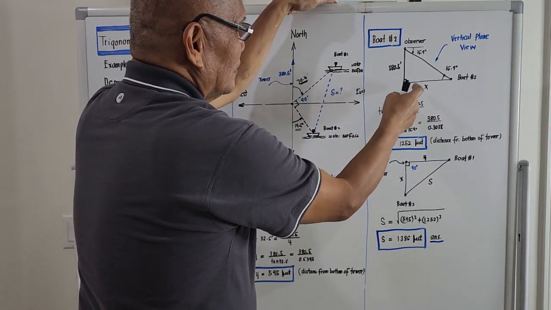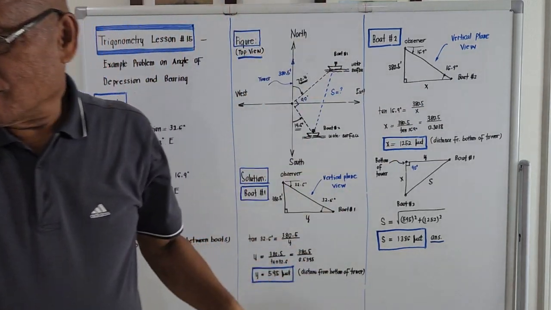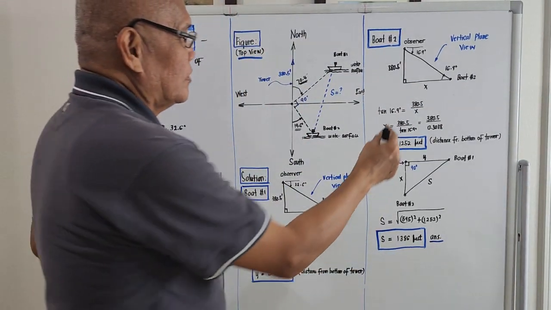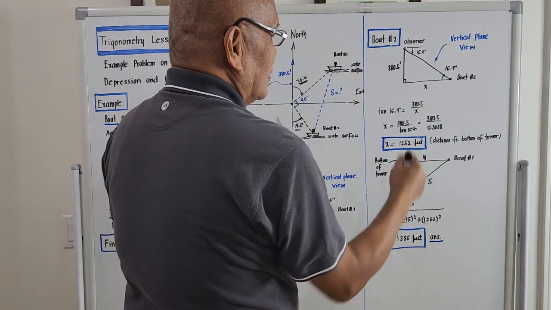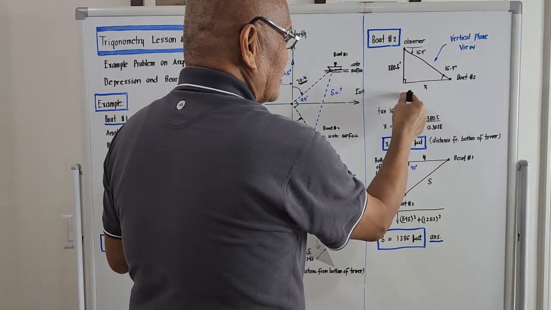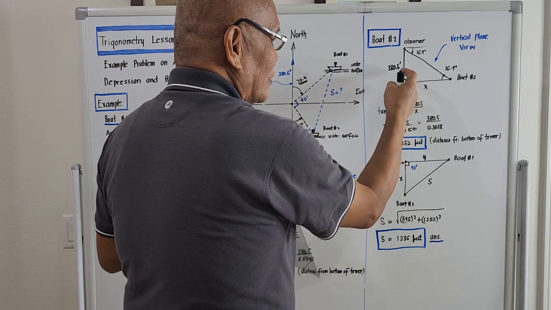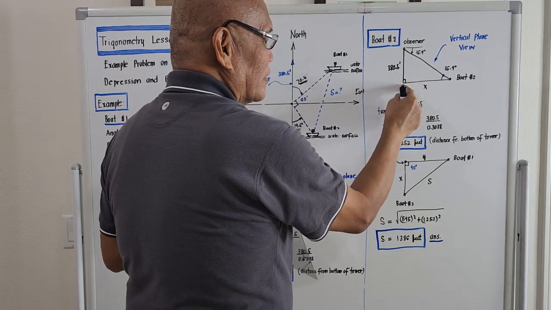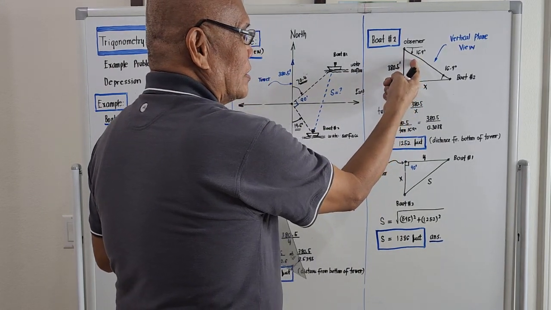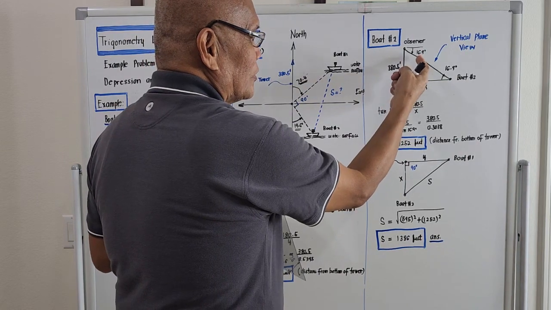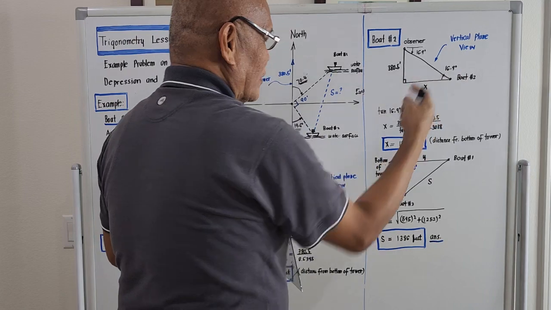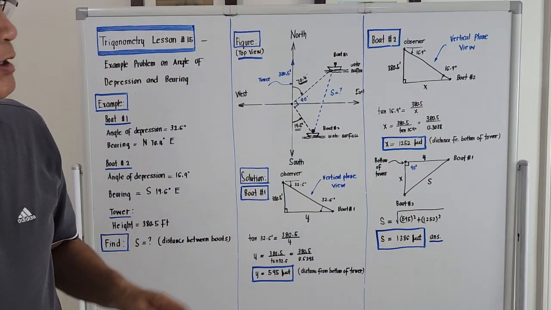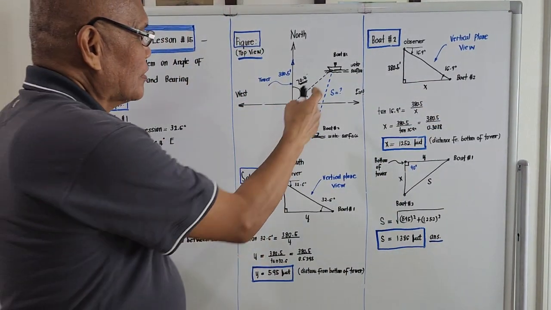Okay. This is the water surface, this is boat number 2, this is the tower. The water surface is horizontal, the tower should be vertical, so the angle between this side here and this side should be 90 degrees. The angle of depression is 16.9, so if this is 16.9, this should also be 16.9. Okay? The problem is asking what's the distance between the boats.